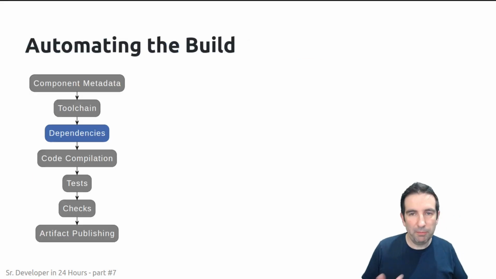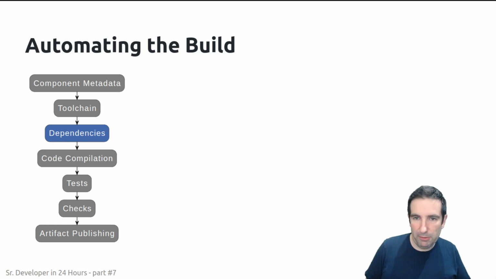In the previous video, we started going through the different phases, the different steps we can take to automate the build in a sensible and thoughtful way. We talked about component metadata. We talked about picking a sensible and useful versioning system. We talked about making the tool chain available to our developers. Today, we're going to continue down the same road. We're going to keep going down the list.